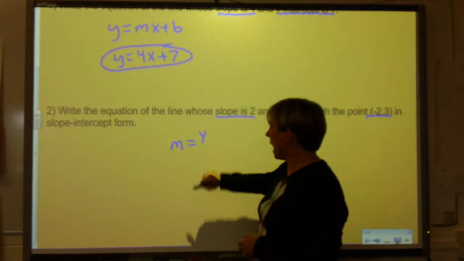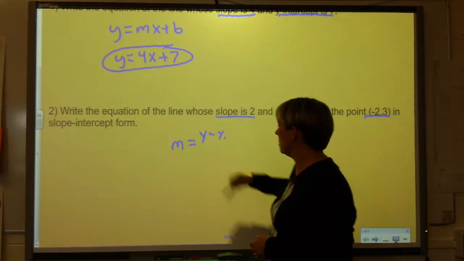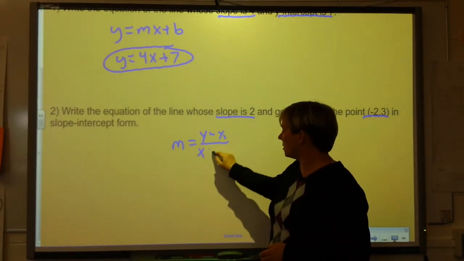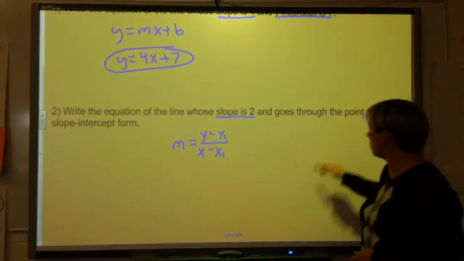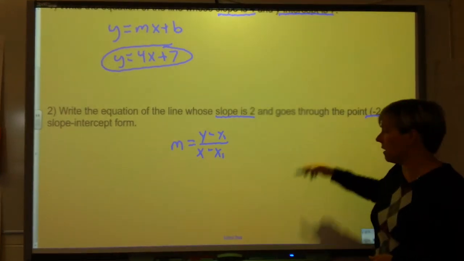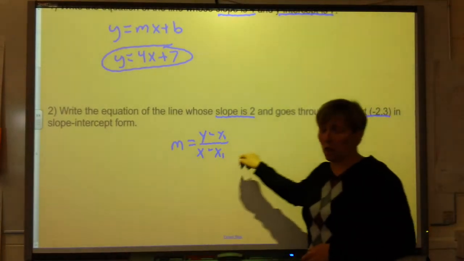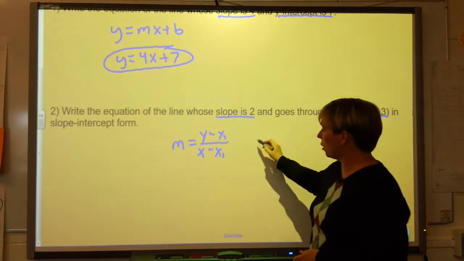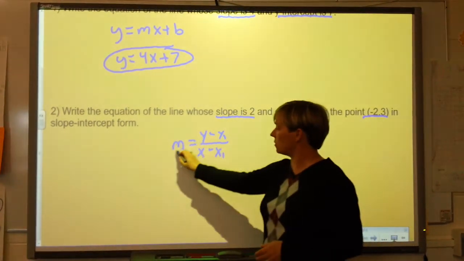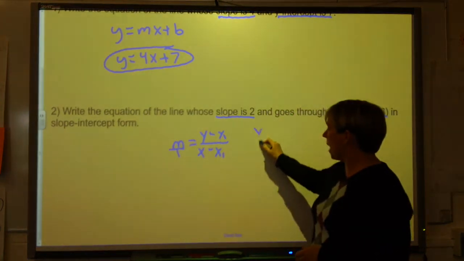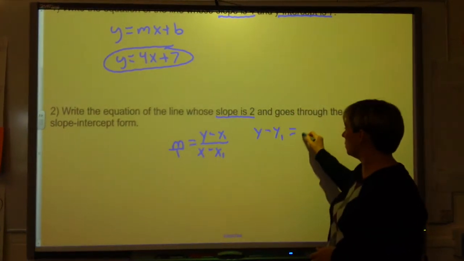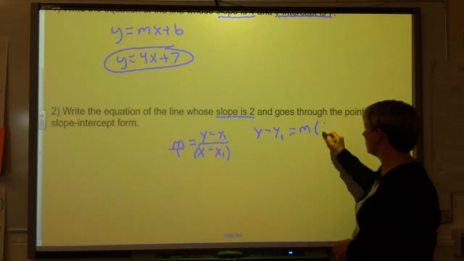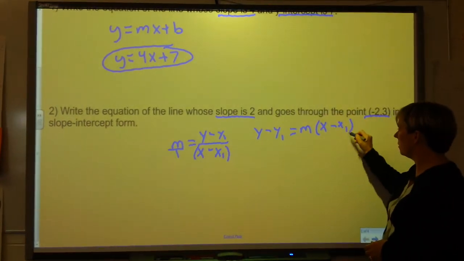So that means I'm going to have y minus my y coordinate here. We'll call this y sub 1. And x minus x sub 1, which would be my x coordinate that I'm given. This is a proportion. I can solve this proportion by doing my cross products. When I do my cross products, if I put this over 1, I get y minus y sub 1 is equal to m times, and remember this has to go in parentheses, x minus x sub 1.